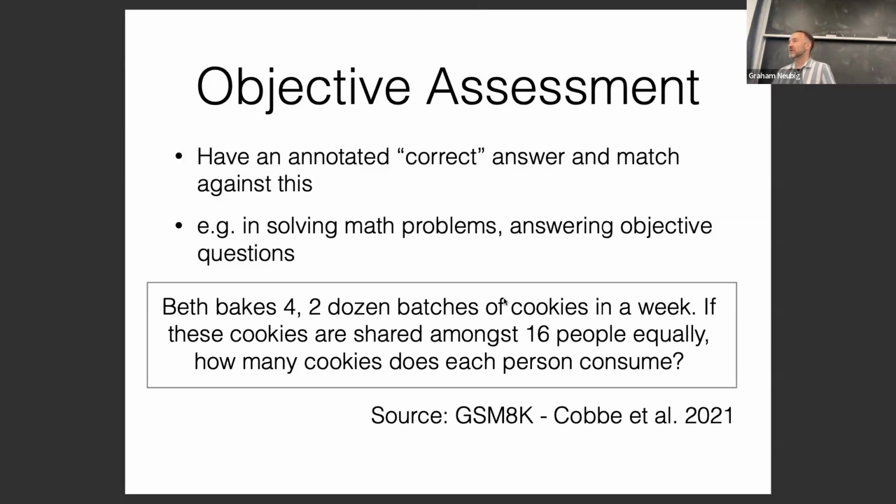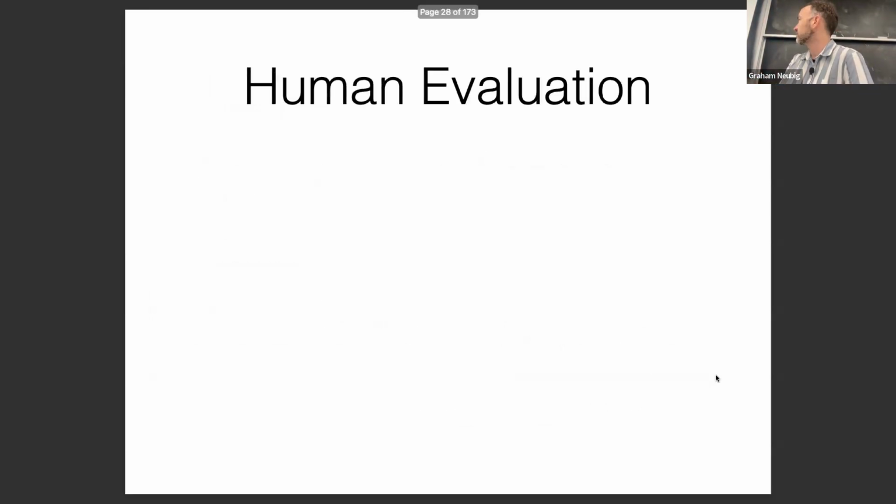A very common example of this is solving math problems. And the most famous dataset for solving math problems is something called GSM-8K. In this, we have: Beth bakes 24 batches of cookies in a week. If these cookies are shared amongst 16 people equally, how many cookies does each person consume? You can calculate this, and the answer is 3. The answer could be written as the number 3, as the word three, or as "the answer is 3." But we'll assume that you can extract the answer and get the output in some way.